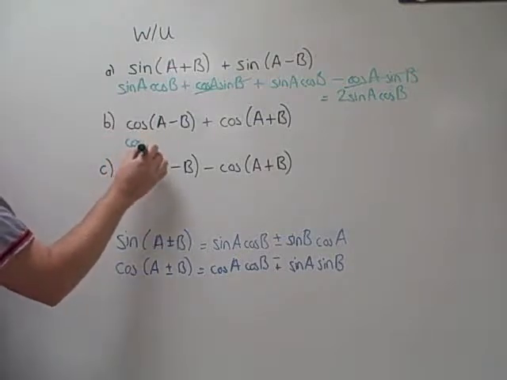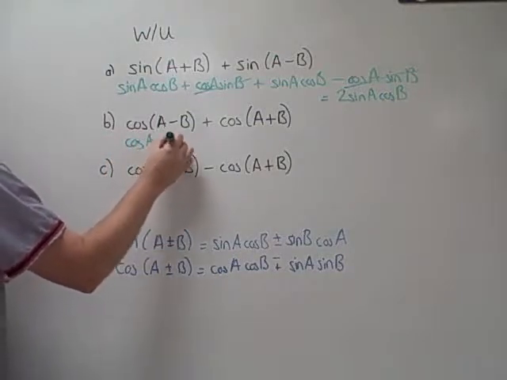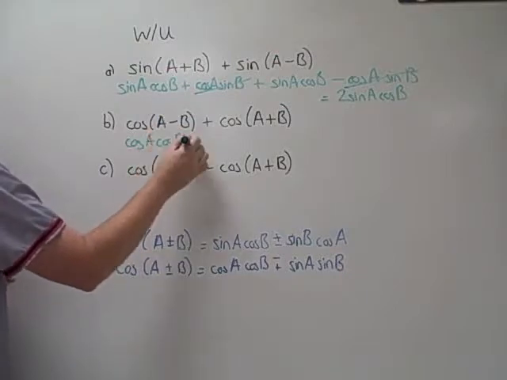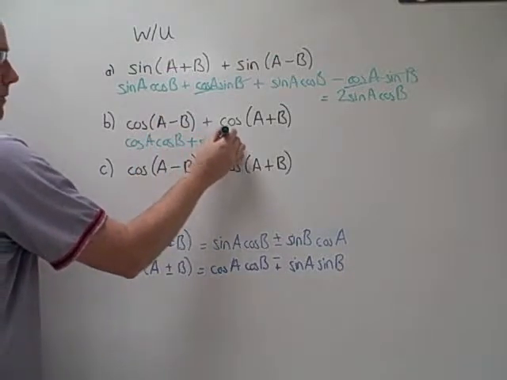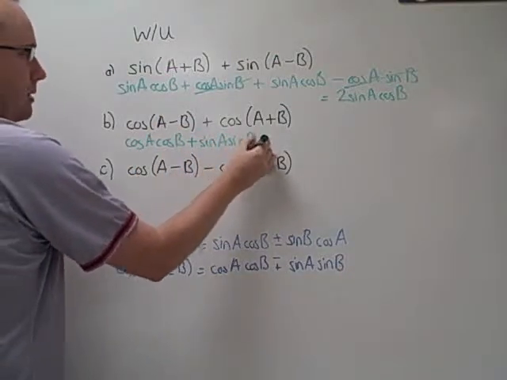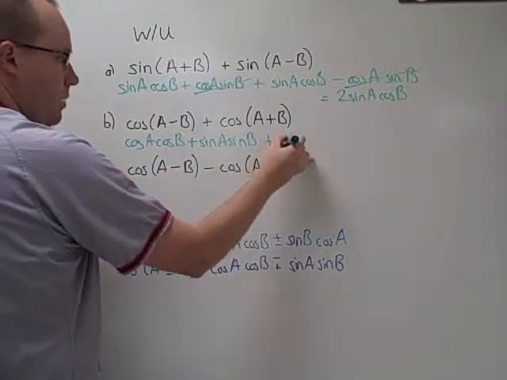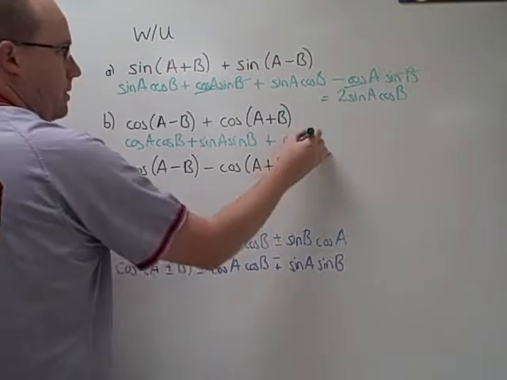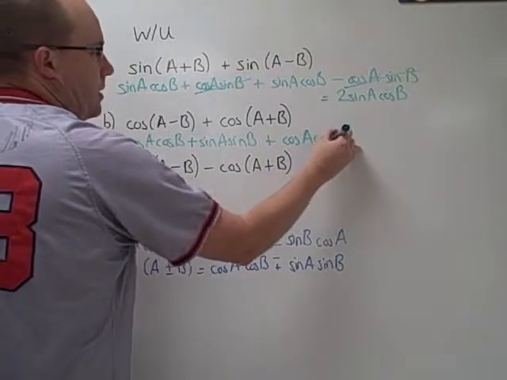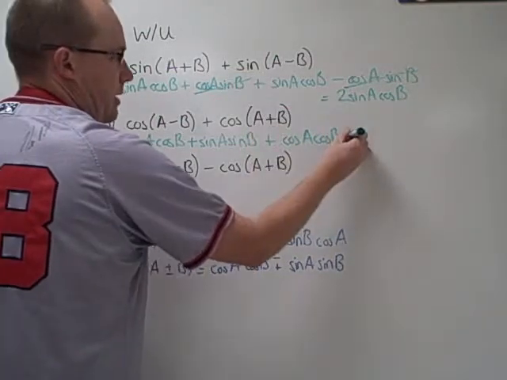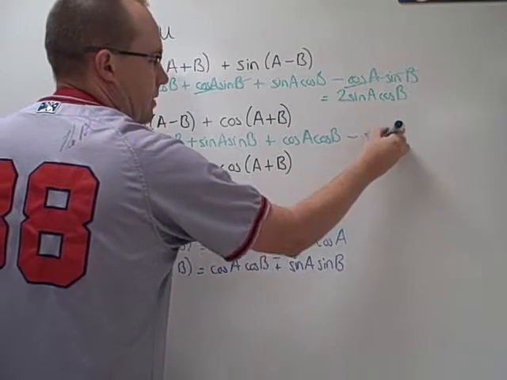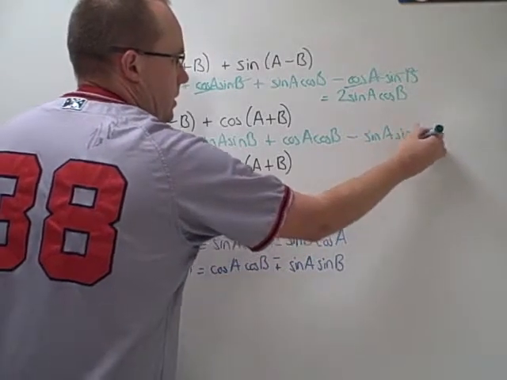So I've got cosines. This one is cosine of the first one, cosine of the second one. Different sign for this one though. So sine of the first one, sine of the second one. Moving on to this second expression, what we have is cosine of the first one, cosine of the second one, and then opposite sign again for this, so negative sine of the first one, sine of the second one.